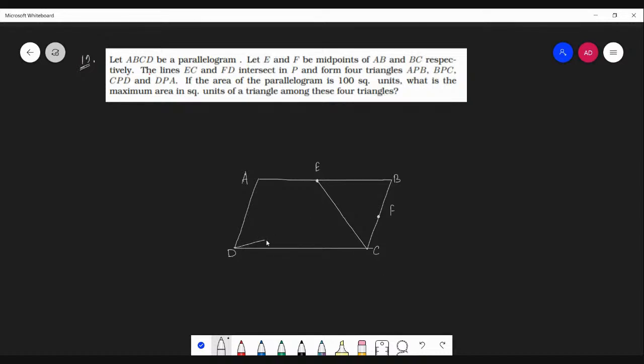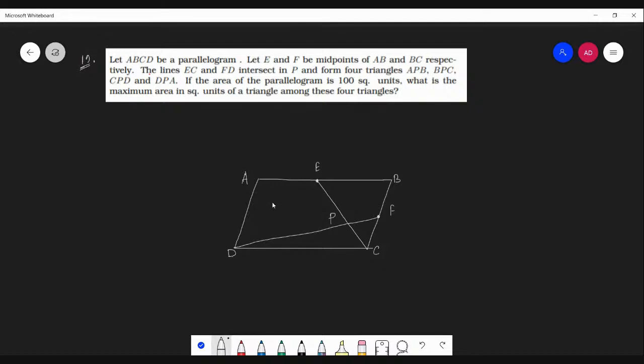If I join FD, they intersect at the point P. Very good. And it actually forms four triangles.